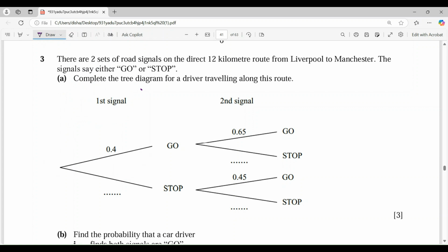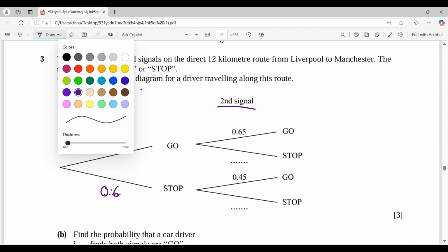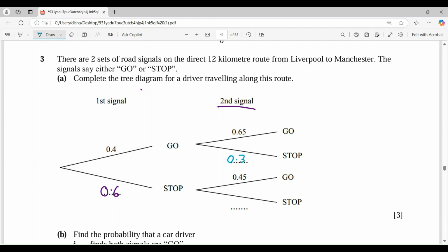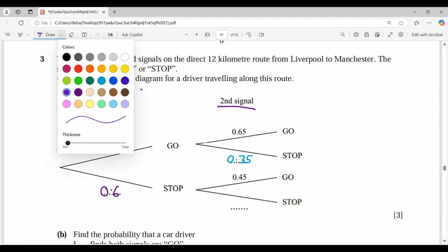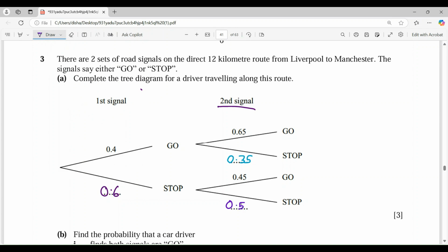So, first signal, the probability for go is 0.4. We know the sum of the events should be 1. So the probability for the stop will be 0.6. So when we add these two, it becomes 1. Similarly, here in the second signal, for go, the probability is 0.65. So the probability for stop should be 0.35. And same here, we have the probability as 0.55, which when we add, we get it as 1.